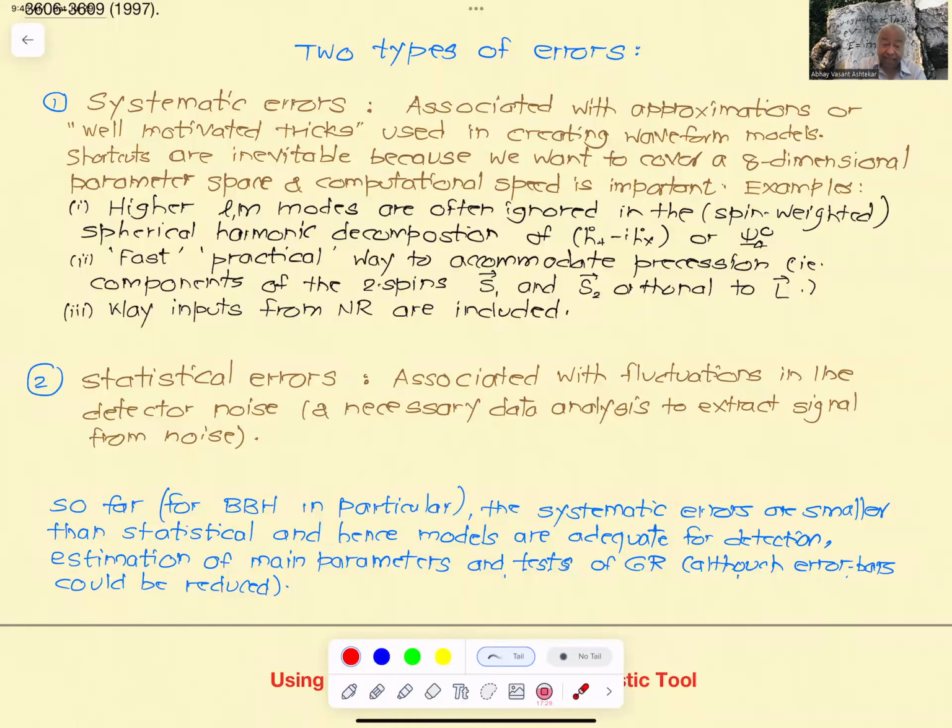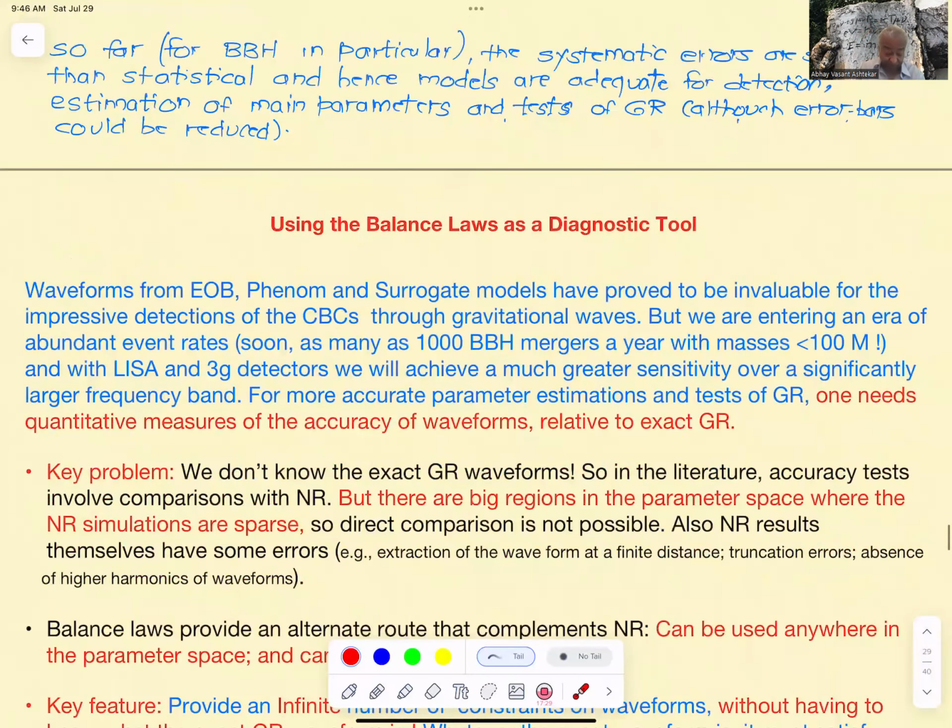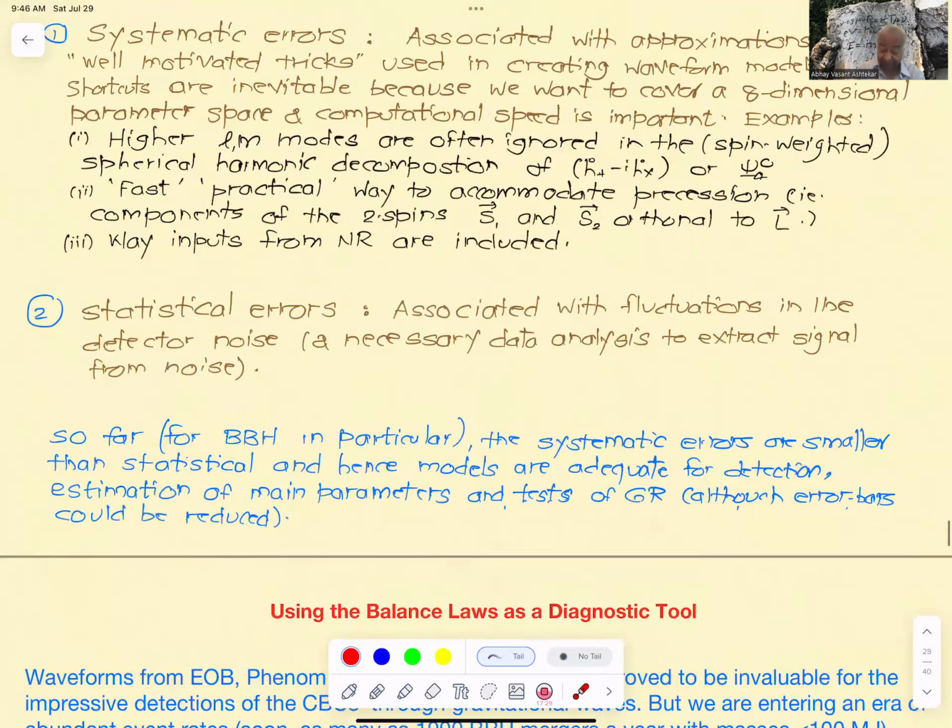But as we will see, with future detectors, we really need more and more accurate waveforms. And this is not a view of just a mathematical relativist like me. This is the mainstream view of the LIGO Virgo community. Okay, so I should stop here, and I will talk next time.